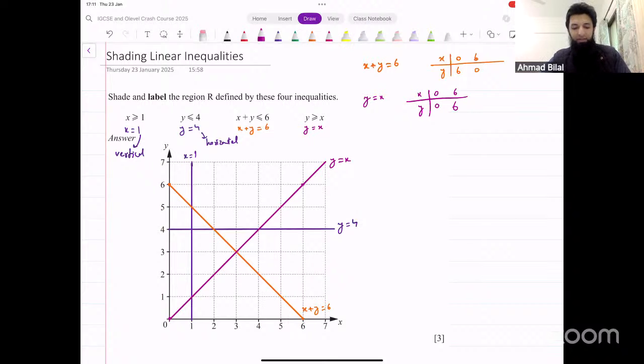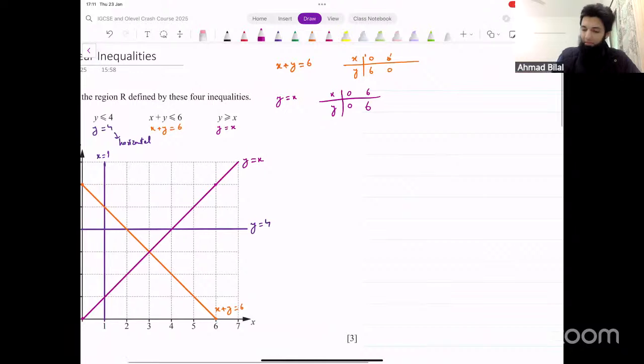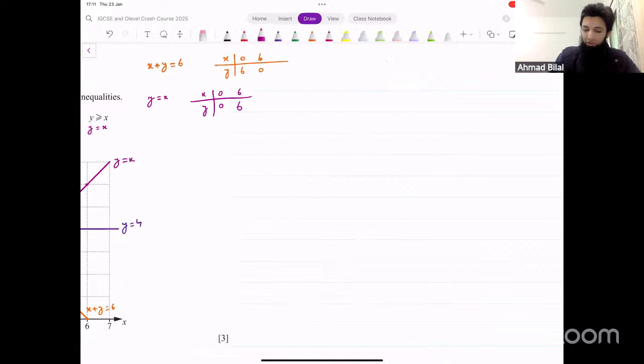Now, how do we decide that? In order to decide which side of the line to shade, you would always write the inequality in this form, first of all: y greater than something or y less than something. First of all, you will make y the subject. Take everything to the other side, make y the subject. So let me write that down here. The first thing you would do would be make y the subject in all inequalities.